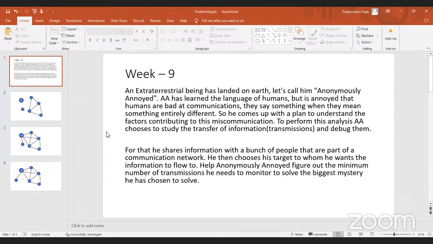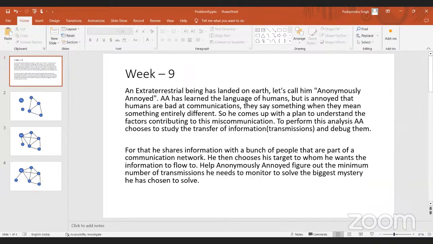So the week 9 problem statement is basically a derivative based on the max flow and min cut duality problem that we have. The problem statement goes something like this: an extraterrestrial being has landed on Earth. Let's call him Anonymously Annoyed, A. He has learned the language of humans, but is annoyed that humans are bad at communication. They say something when they mean something entirely different. So he comes up with a plan to understand the factors contributing to this miscommunication. To perform this analysis, A chooses to study the transfer of information, that is transmission, and debug them.